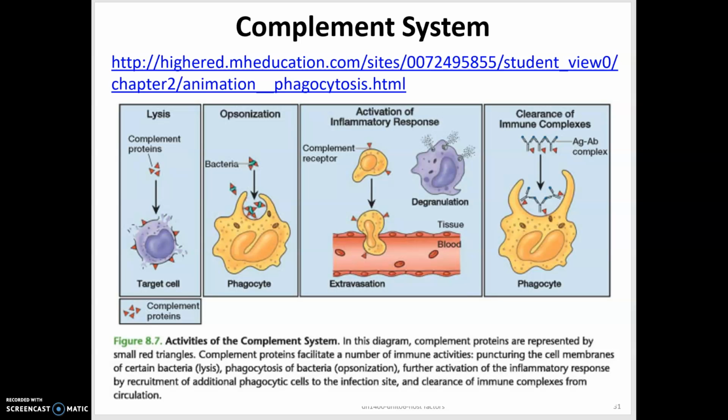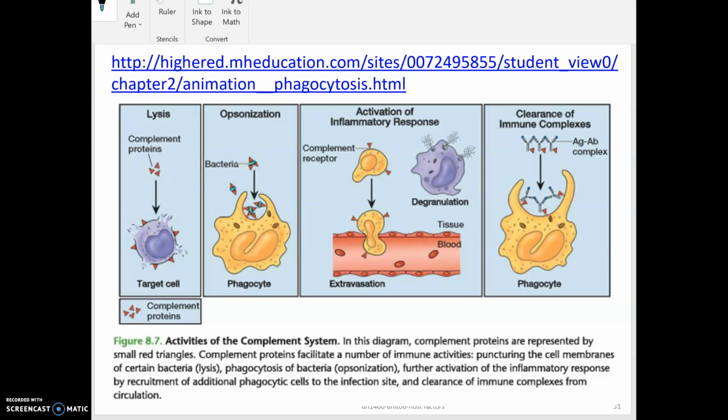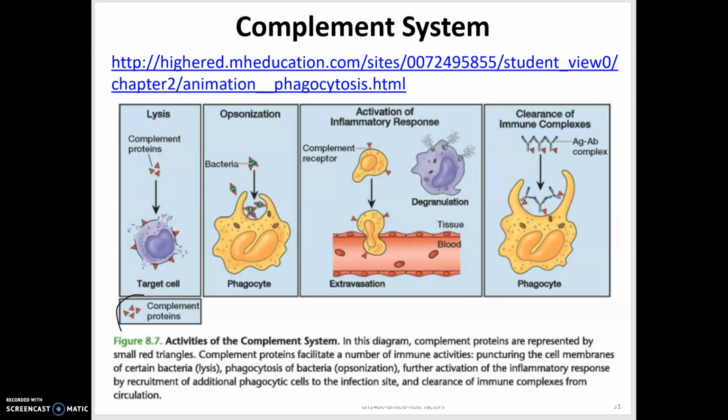So this table right here is a really good summary of the roles that our complement system plays in our immune system. For all of these 4 panels, our complement proteins are going to be those little red triangles that you can see down here on the bottom. And they'll show up in each one of these 4 panels.